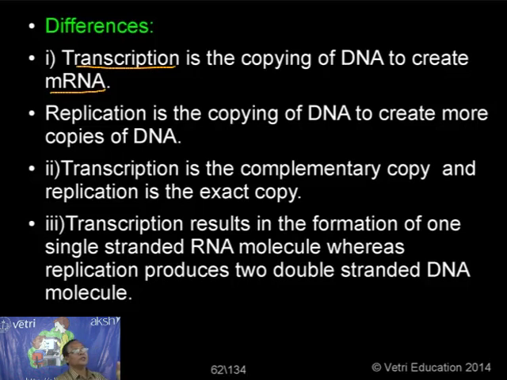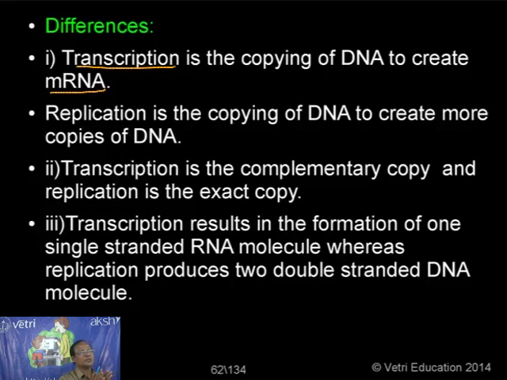So the copying of DNA to create mRNA strand is transcription. The copying of DNA to produce more copies of DNA is called replication process. That is one of the differences. And in the case of transcription, the mRNA is a complementary copy of the template strand. But in the case of replication process, the DNA molecules are exactly a Xerox copy of the DNA molecule, we can say. That's why I say transcription is a complementary copy. We are getting the complementary copy of DNA. And now the replication is the exact copy.